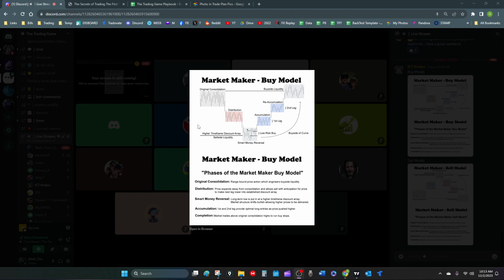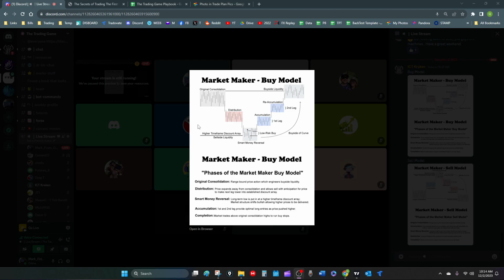I rarely get in on that because I usually miss it. And to be honest, if you're waiting for the 5 minute market structure shift, most of the time, by that time, if you're on the 1 minute, you will miss the low risk buy. I'm fine with that.